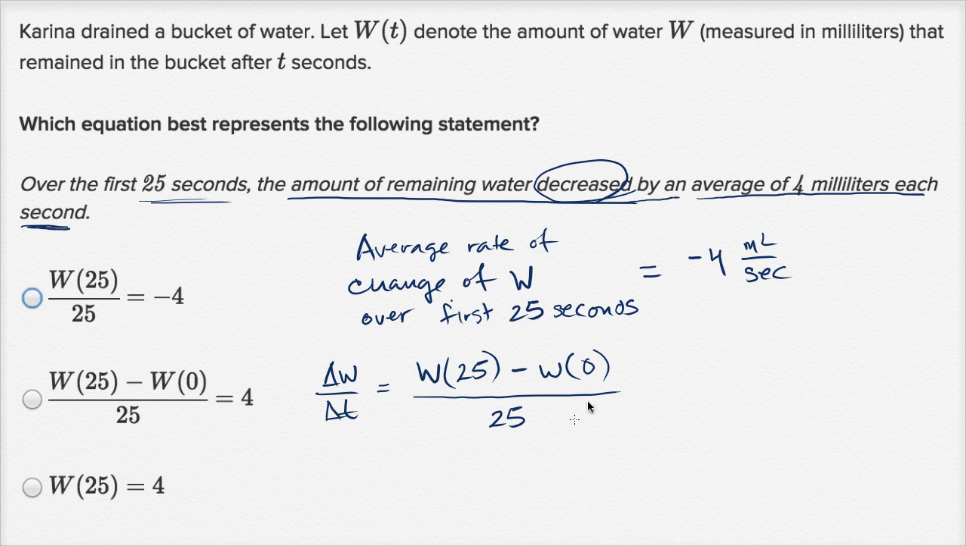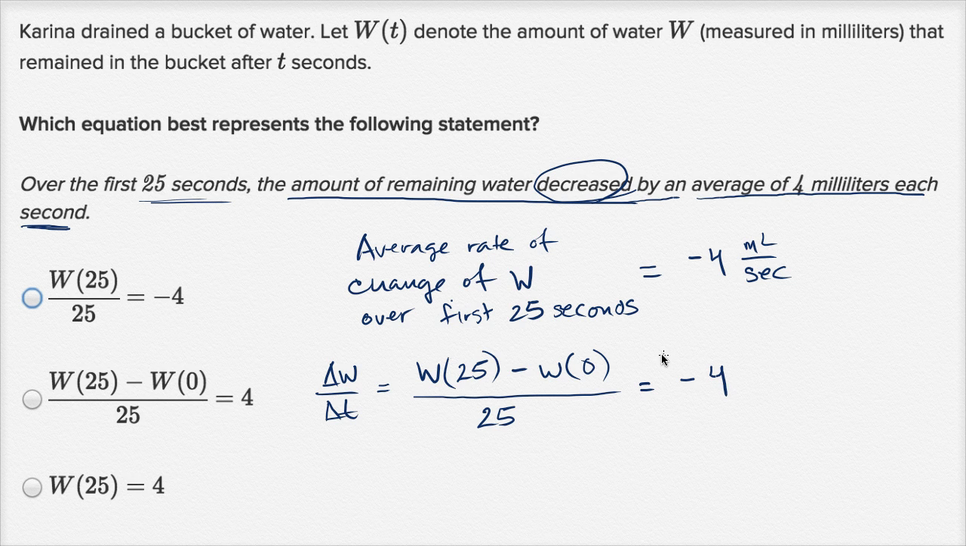So this expression I just wrote is the average rate of change of W over the first 25 seconds. Notice the way I wrote it, it might be a little bit clearer. This is our ending W minus our initial W, and this is our ending time minus our initial time. Now this last part just simplifies to 25. And they tell us that this is going to be equal to negative 4 milliliters per second. The units in the numerator would be milliliters, and in the denominator seconds, so it makes sense that this ends up in milliliters per second.